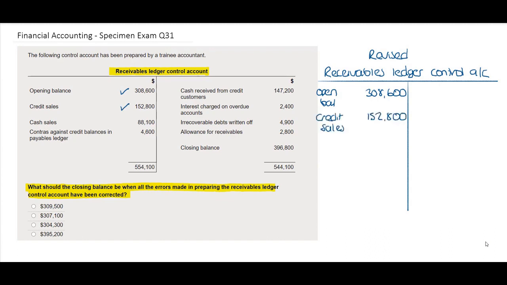The next item they've included is cash sales. However, cash sales should not be here. This would be a debit to the bank account and then a credit to sales, and therefore has no impact on our receivables ledger control account.